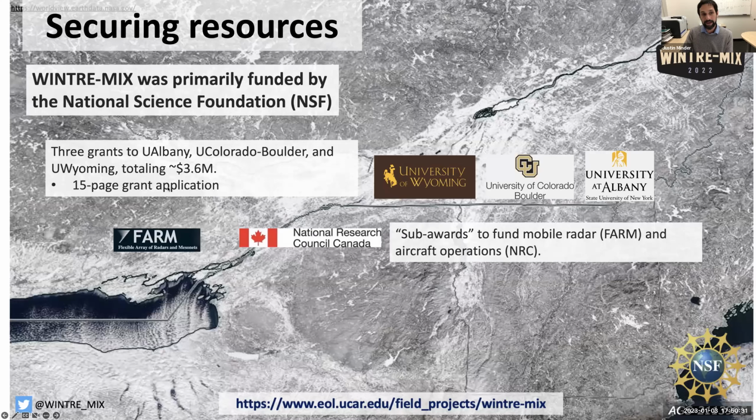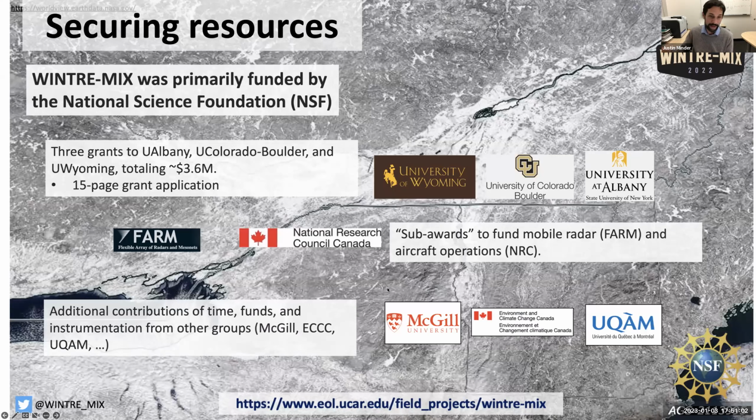But also, of that $3.6 million awarded to these 3 universities, some of that was then distributed out to other entities through what were called subawards. So particularly for our 2 major facilities, the radar facility, FARM at the University of Illinois, and the National Research Council of Canada, who operates the aircraft, large parts of those funds were then distributed to those entities to fund the use of their instrumentation. And then finally, there were many other entities that contributed time, funds, or instruments, such as researchers at McGill University and UQAM, and Environment and Climate Change Canada.